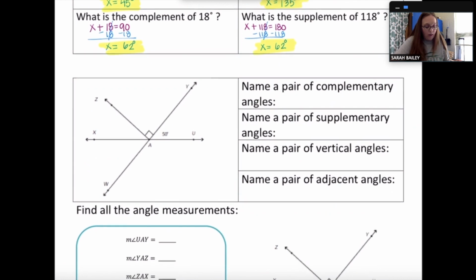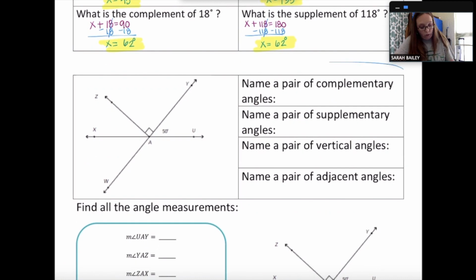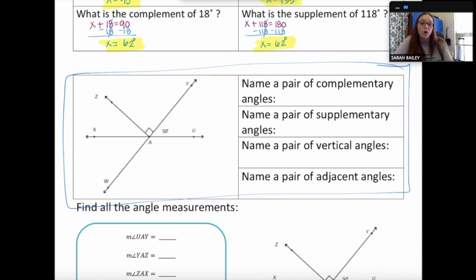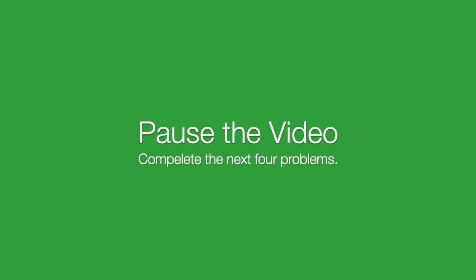Okay, now I want you to try this problem right here on your own. It's asking you to name pairs of complementary angles, supplementary angles, vertical angles, and adjacent angles. You may need to look back at the first page in order to review what those terms mean. So pause the video and complete those problems now.